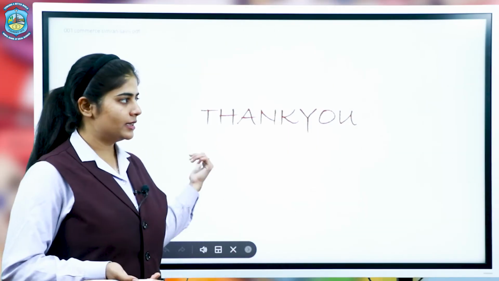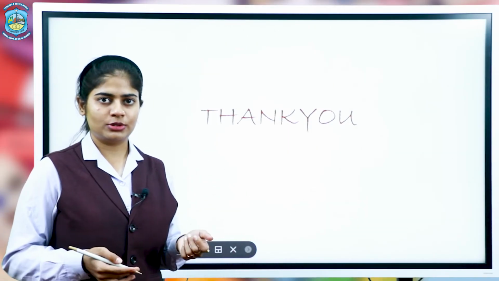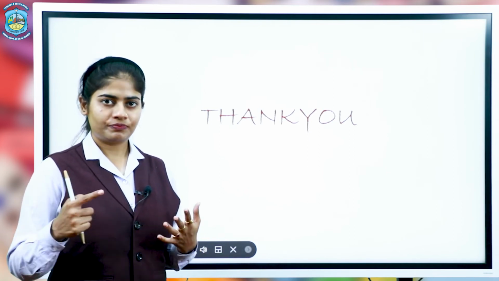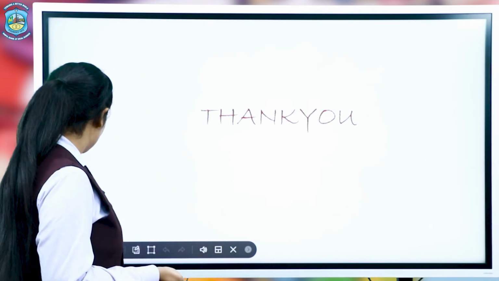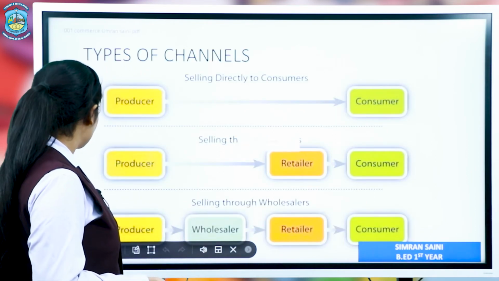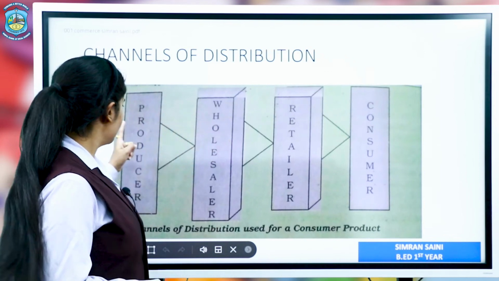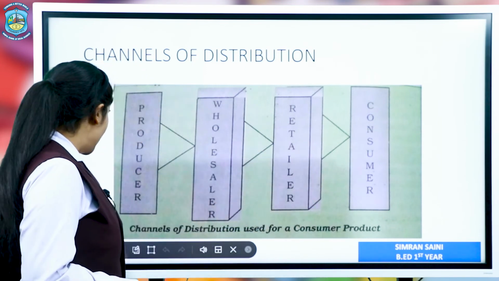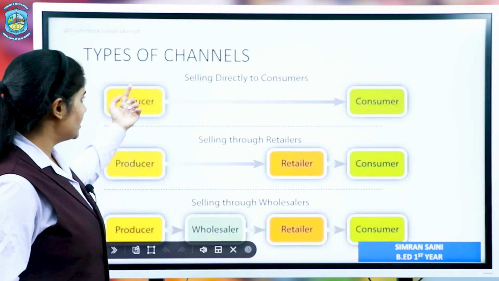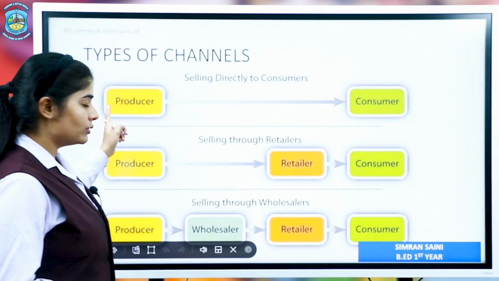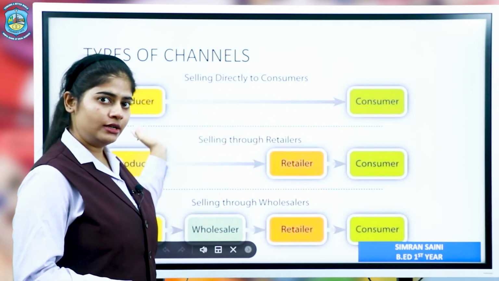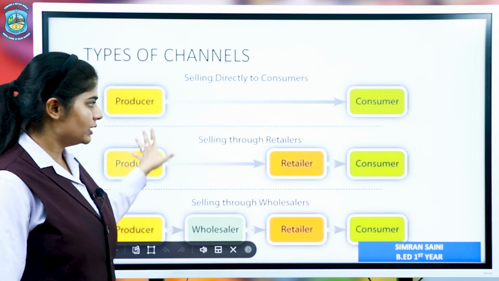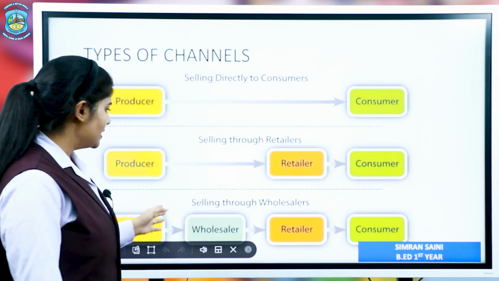As we have discussed in this PPT about physical distribution, what physical distribution is, components of physical distribution, and the channels of distribution. Here are the channels of distribution: producers, wholesalers, retailers, and consumers. The types of channels are: direct to the consumer, from producer to consumer, direct business to customer, and selling through retailers, where producer goes to retailer then to consumer.